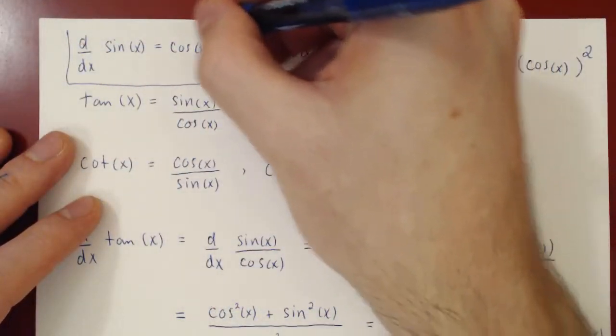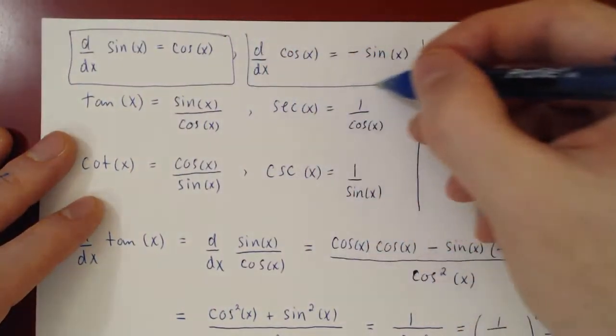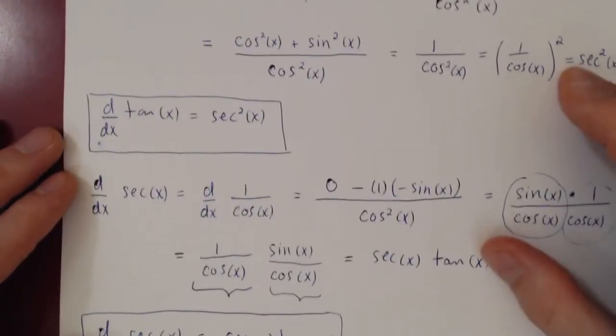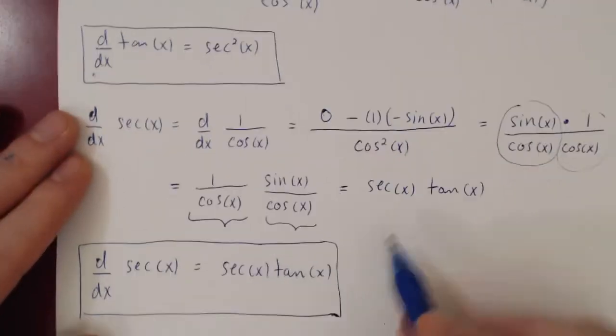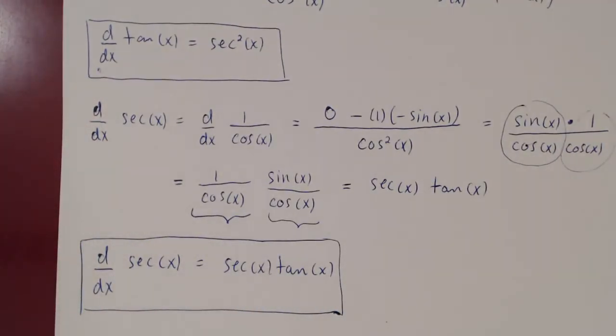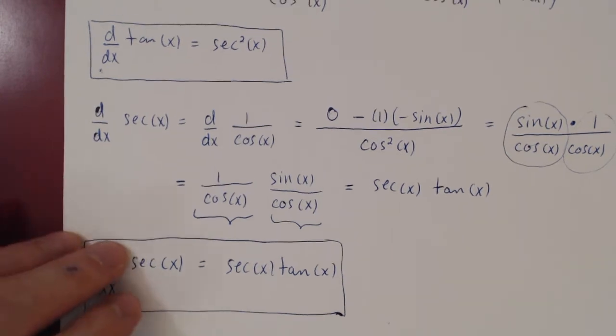Derivative of sine is cosine. Derivative of cos is negative sine. Derivative of tan is secant squared. Derivative of secant is secant tangent. And now let's go back to our basic rules of differentiation, and I will include trig functions to see that really nothing changes other than using these new formulas of differentiation for the trigonometric functions.